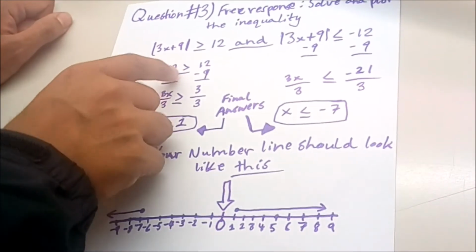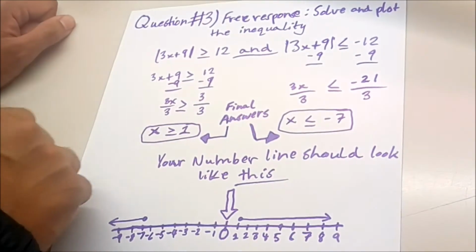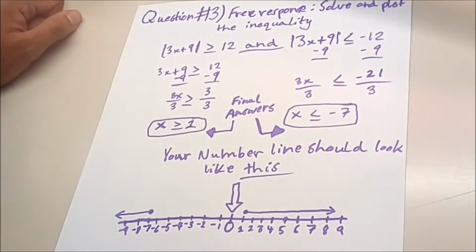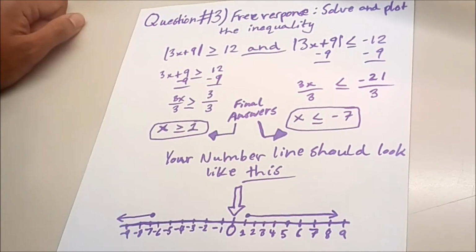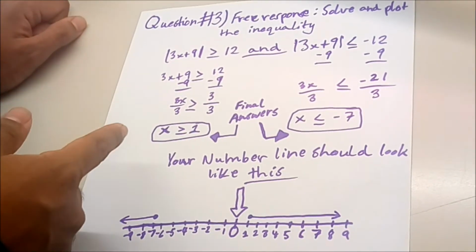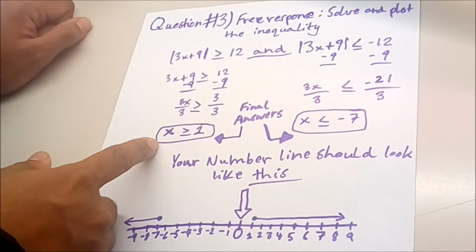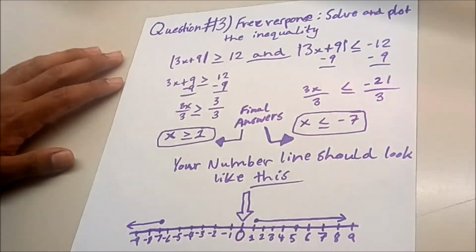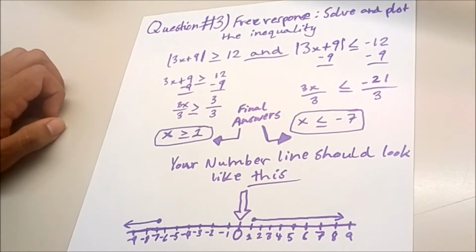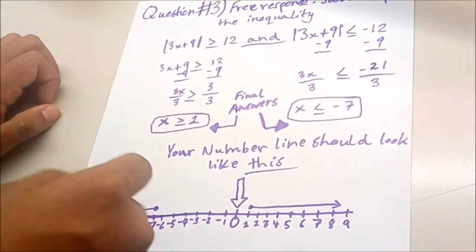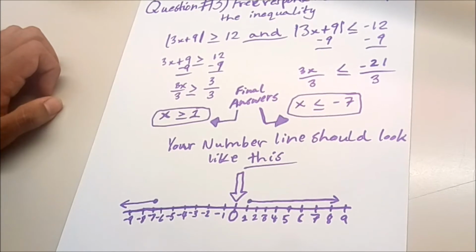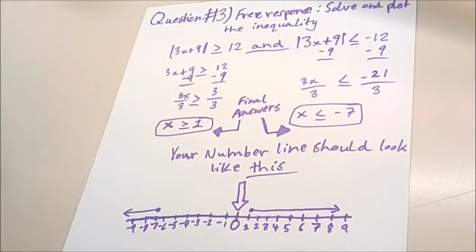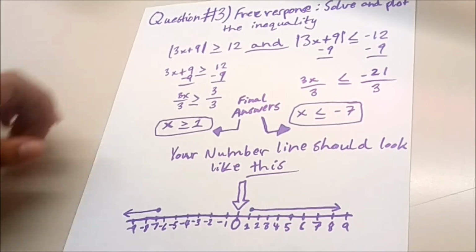Then you subtract the 9 on both sides, so you get 3x, and the other side is just 3. Then you divide by 3 on both sides, and for your final answer on this one, x is greater than or equal to 1. And on the other side, you would do the same things, but you would get 3x and negative 21, and then you divide those by 3, and you get x is less than or equal to negative 7. Those are two of your final answers.